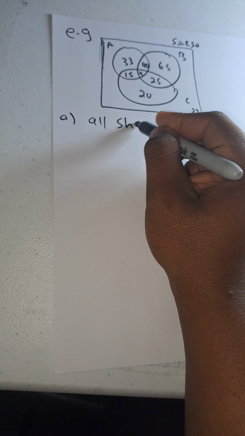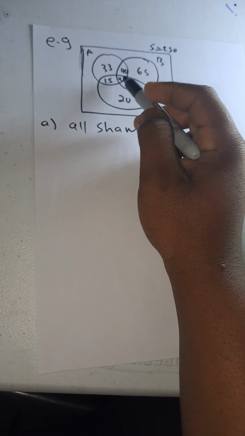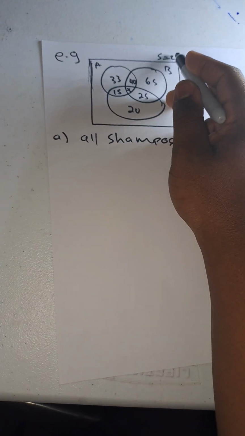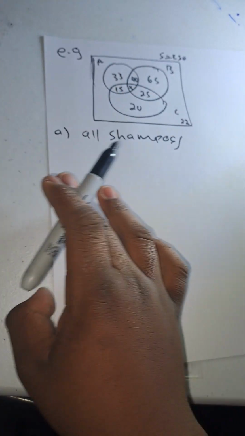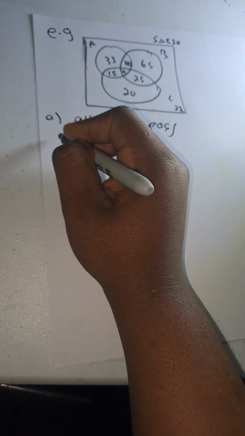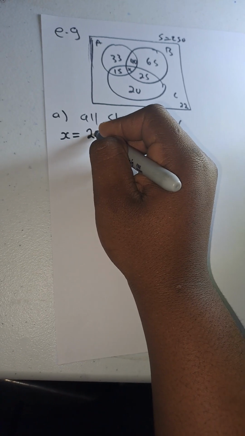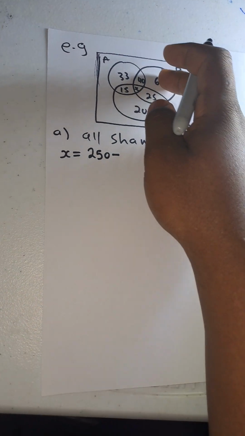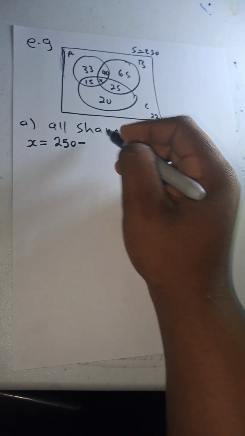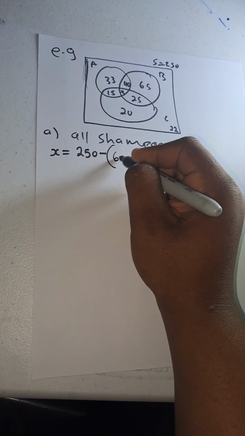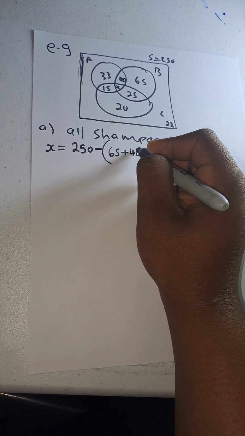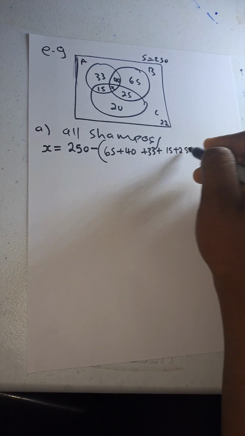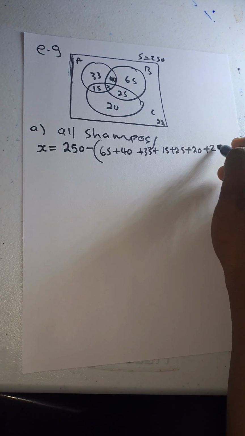All shampoos. But as I told you, we don't have the value there, so we will have to calculate X. As I'm given the total number of people who participated, I'm simply gonna say X equals 250 minus. So what am I gonna subtract? I'm gonna subtract all the numbers that I can see there, right? So I'm gonna start with 65 plus 40 plus 33 plus 15 plus 25 plus 20 plus 22.